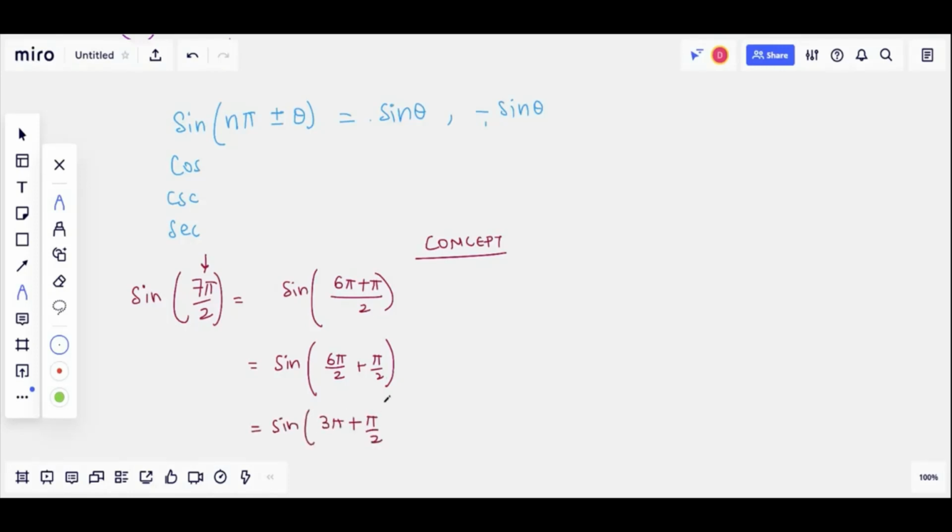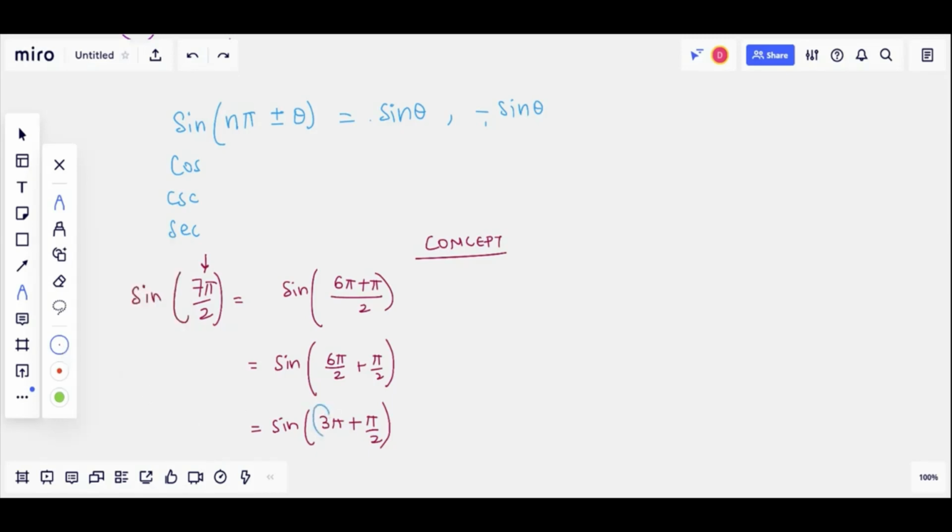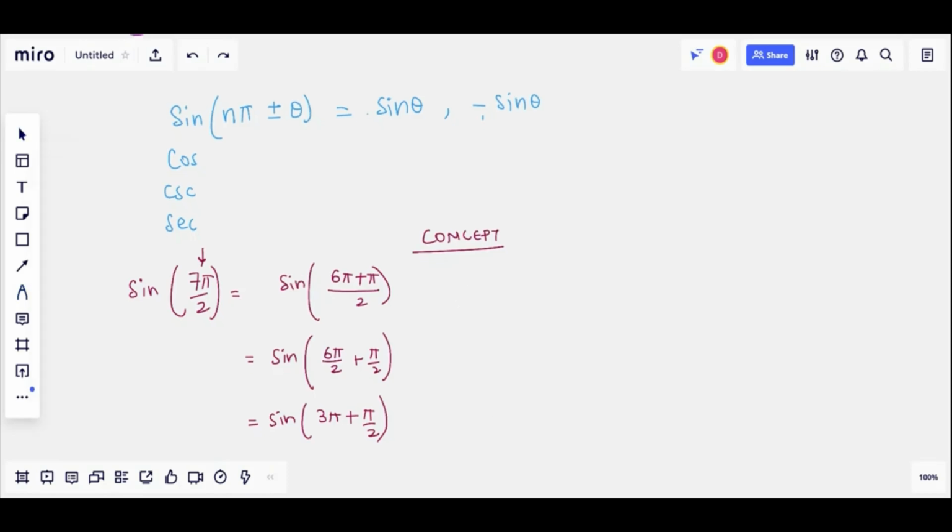So we notice that we have converted this into the form n pi plus theta, where n is 3. Now we don't have to worry whether this angle is acute, obtuse, or right. It can be any angle. The only thing we have to remember is that this part should be in n pi format, which we have achieved. Now, what is the next step?